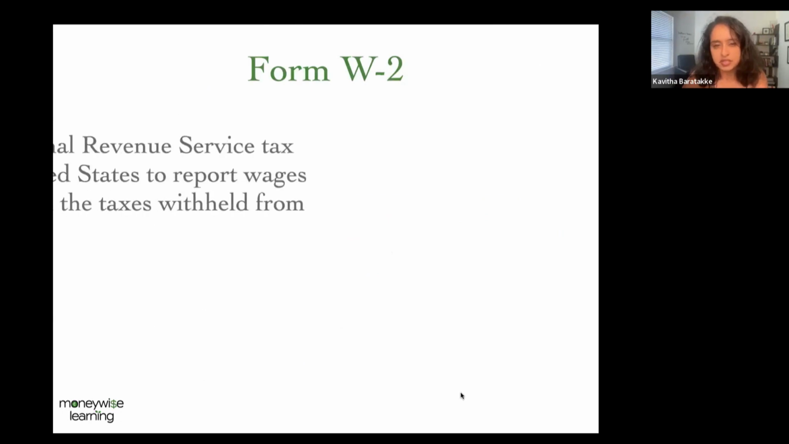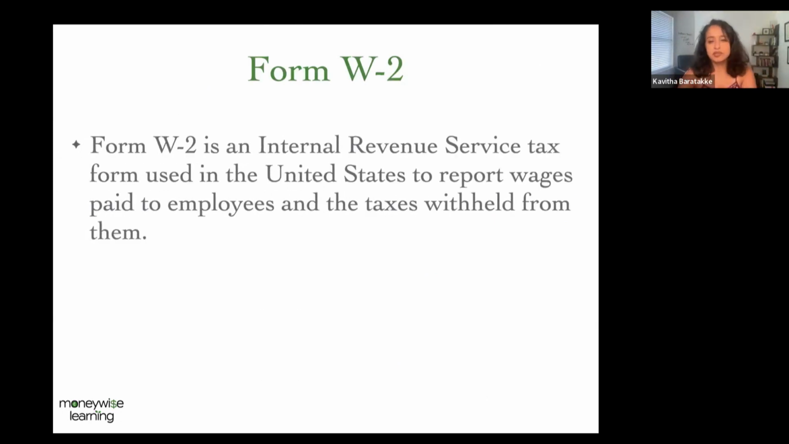All right. Now let's look at what a W-2 is. A W-2 is an IRS, again, Internal Revenue Service, tax form used in the United States to report wages paid to employees and taxes withheld from them. Why do you need a W-2?